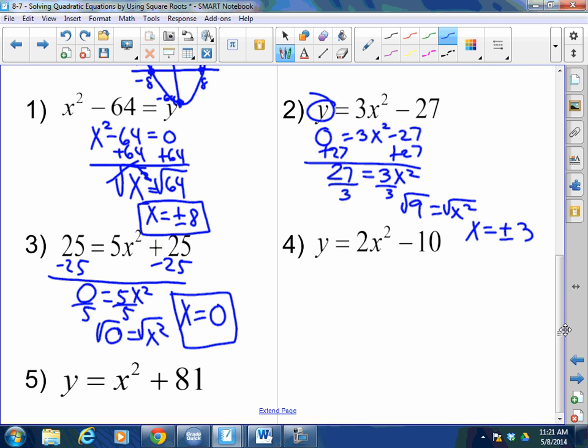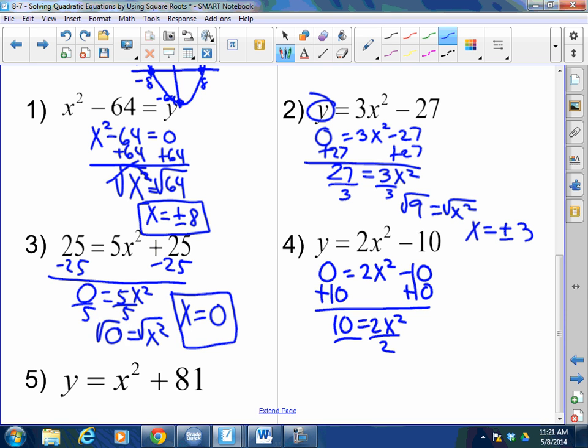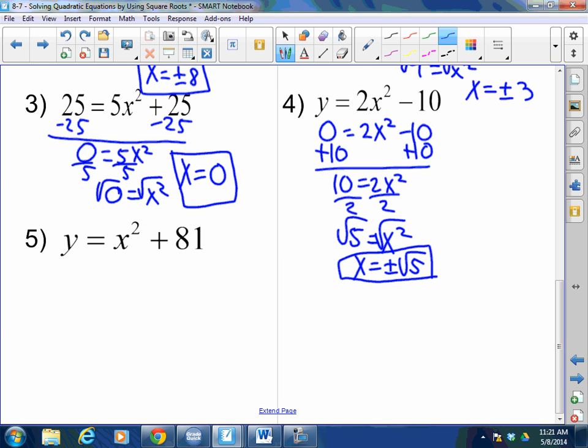Next, what do I do here? First, make the y 0. Now, not subtract 10, add 10. Good. So I got 10 equals 2x squared. Divide by 2. 5 equals x squared. Square root both sides. X equals plus or minus the square root of 5. Can I break down the square root of 5 at all? No. So when you have a situation like that, you leave it as plus or minus the square root of 5.